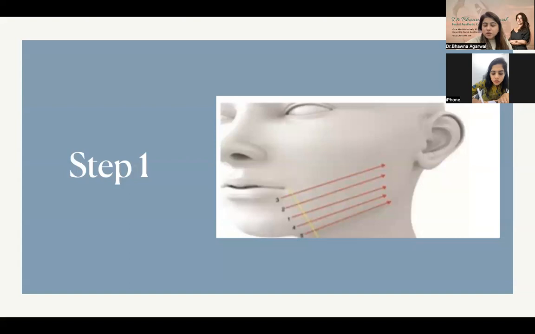For the vectors, first you have to always draw the vector. For example, if we have a fold like this, the vectors should be going above like this. First draw the vectors and then insert the threads beneath those vectors. So markings have to be done beforehand.